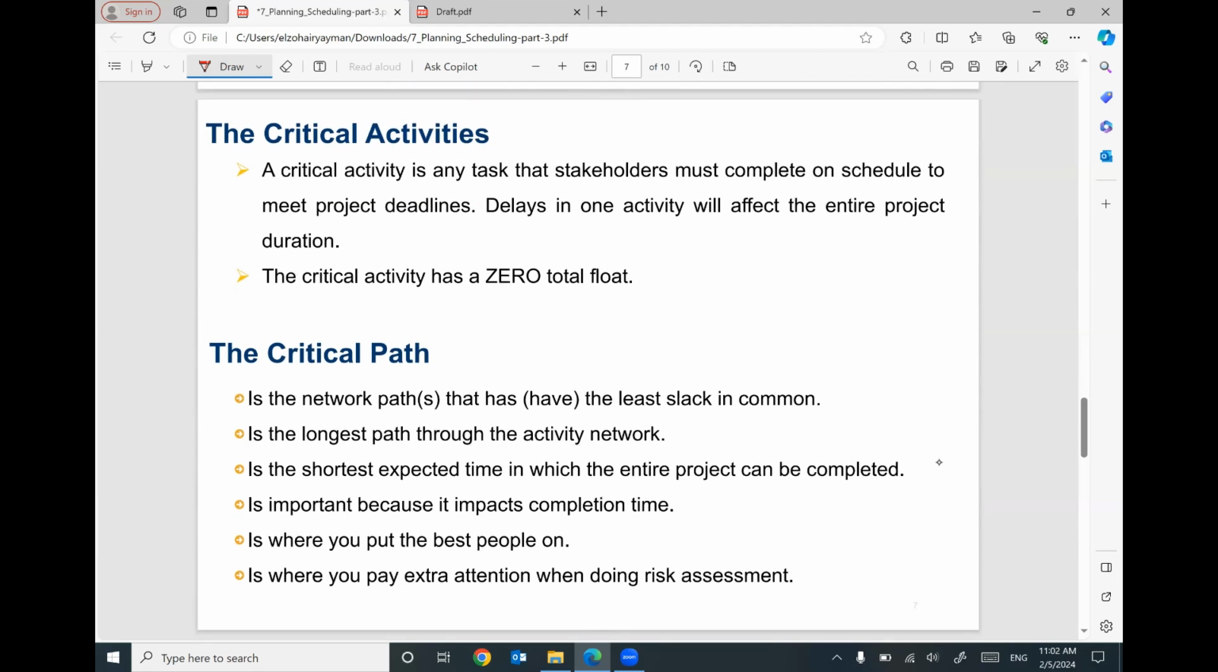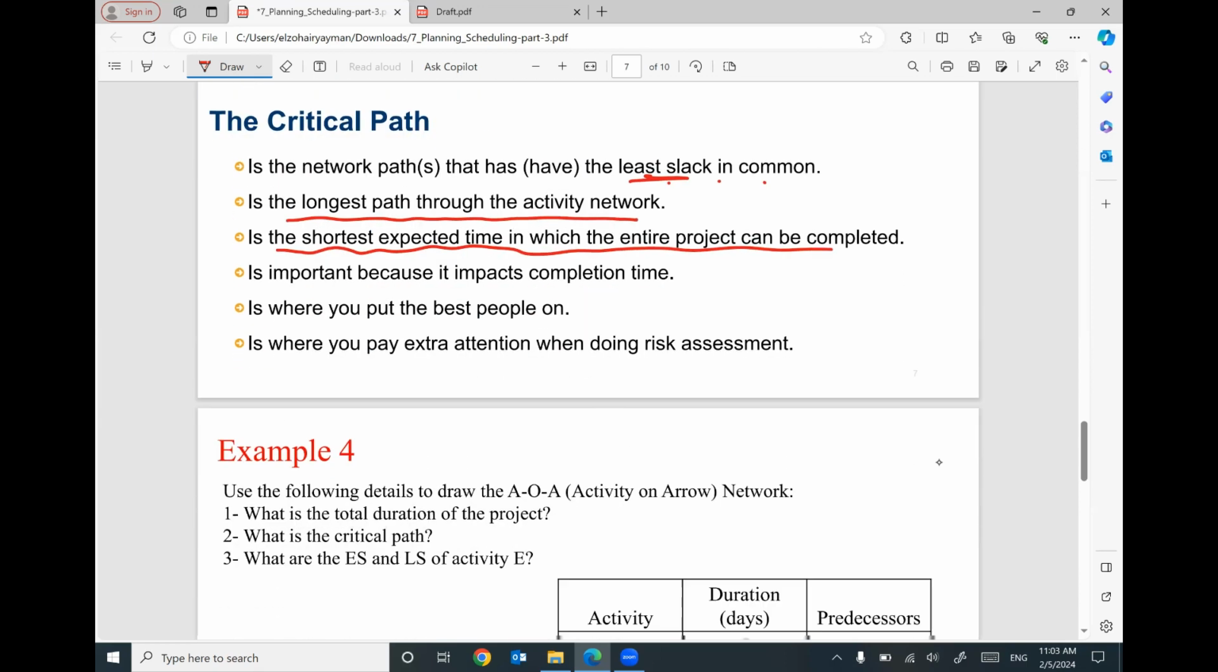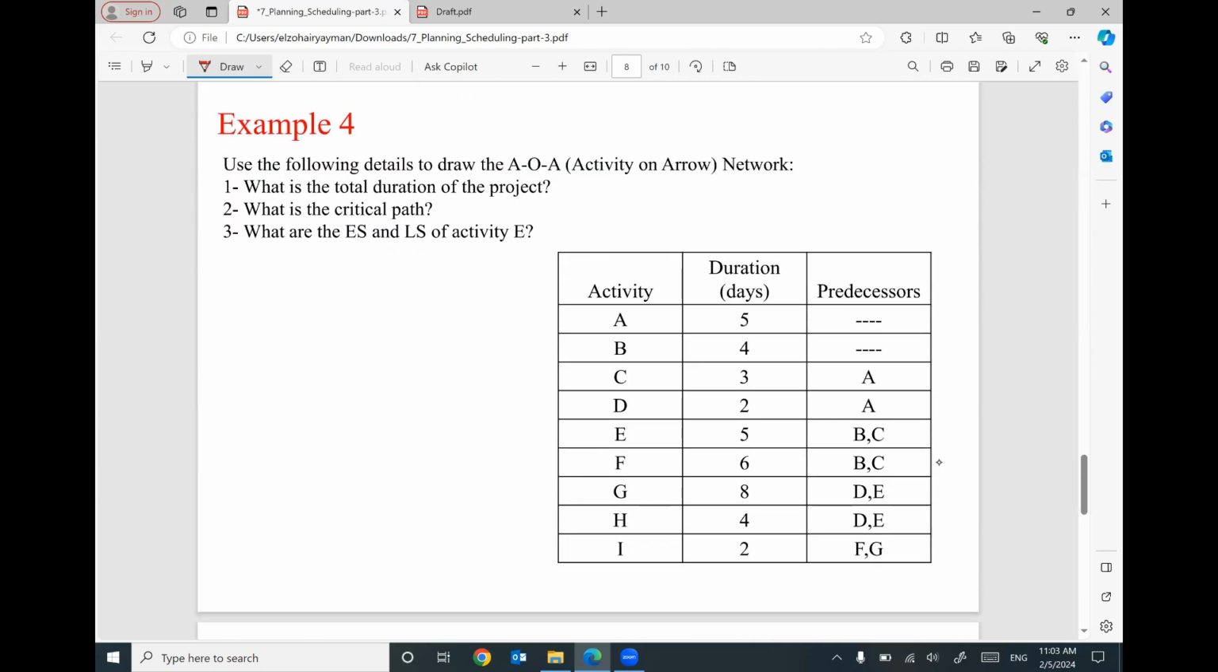Just a reminder, critical activities are the activities with 0 total float. Any delay in these activities will affect the entire project duration. Keep in mind the critical path can be defined as the network path that has the least slack in common, or the longest path through the activity network, or the shortest time to finish the project. We have more examples. Example number 4, I would like to create the network from scratch.